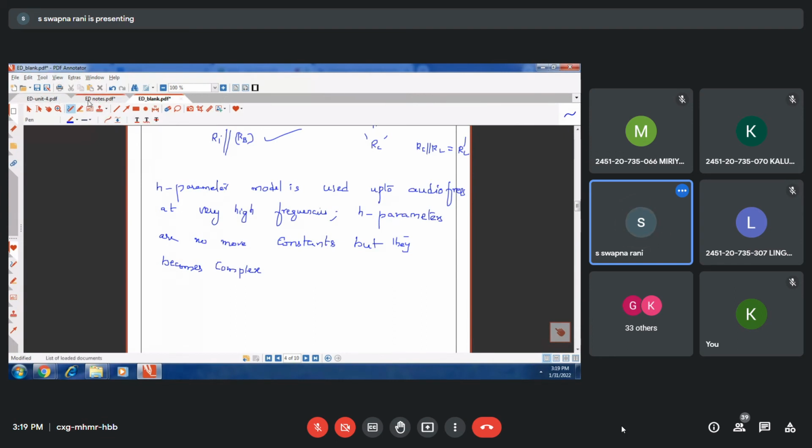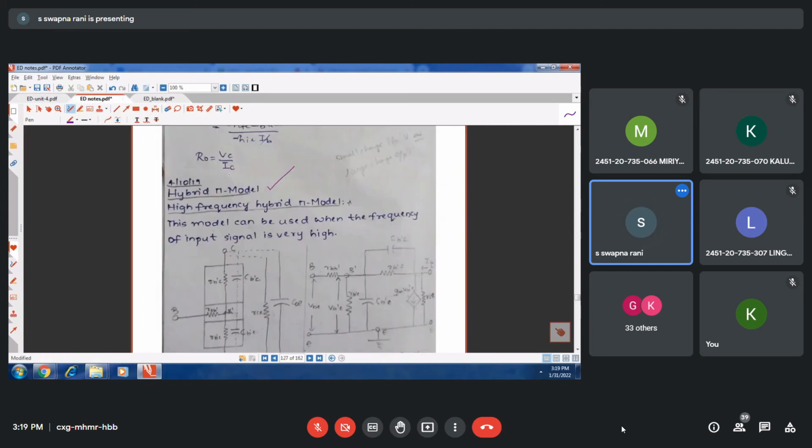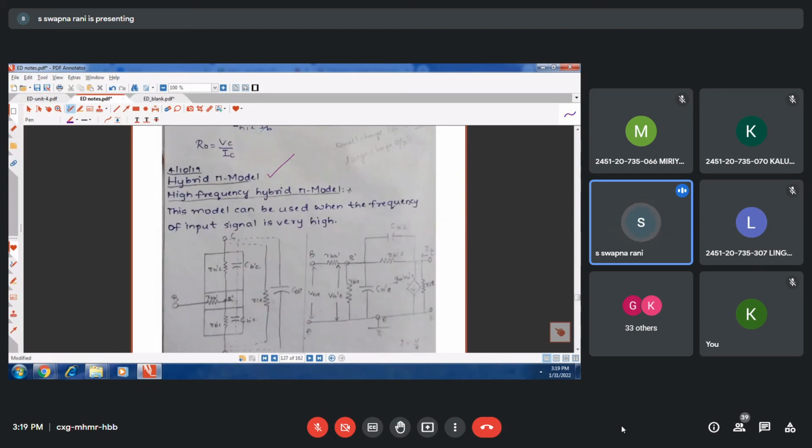Therefore another model is derived which is used at high frequency. So up to audio frequency we use the H parameter model. At very high frequencies we use the hybrid pi model. Pi means the circuit diagram is going to be in the form of the mathematical symbol pi. Therefore the name has come as hybrid pi model.